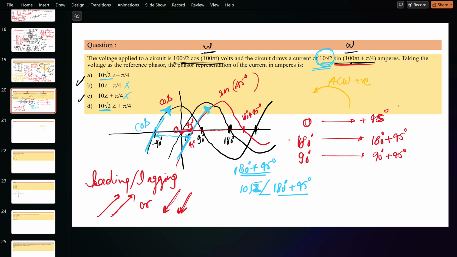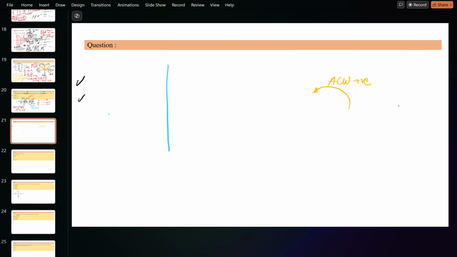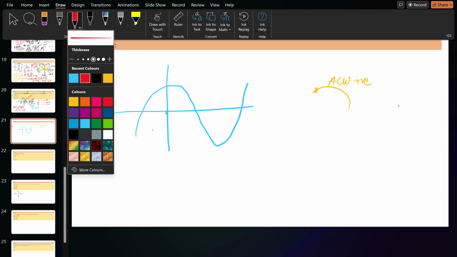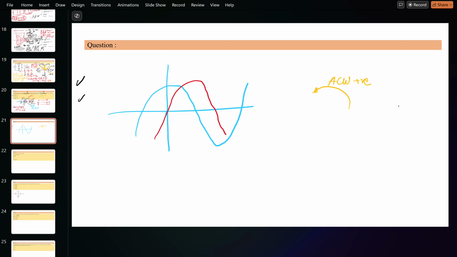So let's see in the minus sine terms. Suppose this was the cos and this was the minus sine. Let me take another pen. So this is the sine graph. This is 90 degrees and this is 180 degrees. What is the minus sine here? Minus sine will look something like this. When the minus sine is 45 degrees shifted, it will come like this and move something like this.